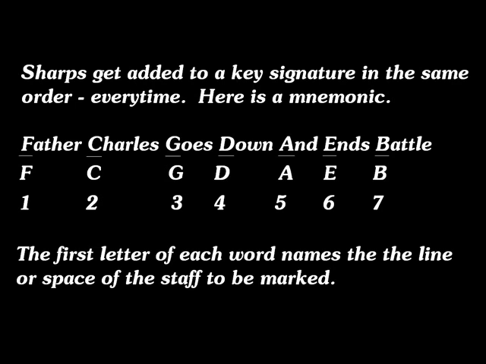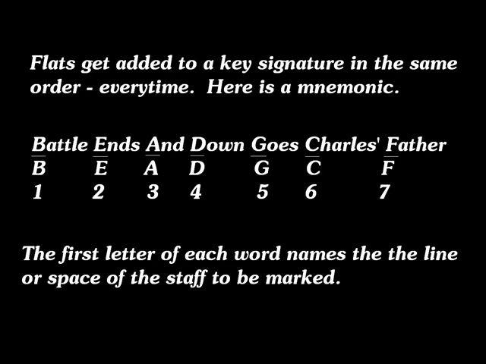Sharps get added to the key signature in the same order every time. Here is the mnemonic. Father Charles goes down and ends battle. The first letter of each word names the line or space of the staff to be marked with a sharp.